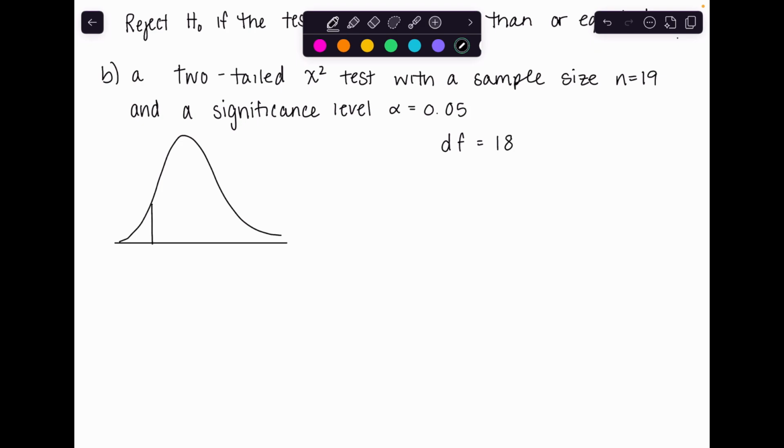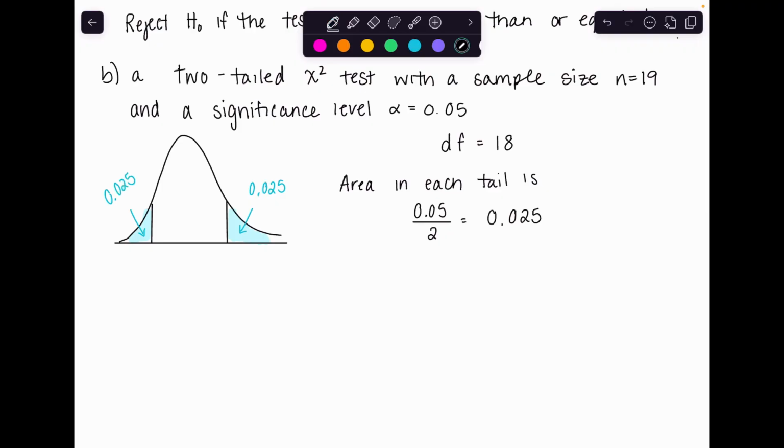And I have two cutoff values for those two tails. The area is still going to be split evenly. So since the total area is 5%, the area in each tail is 5% divided by 2, which gives you 2.5%. So the area here should be 2.5%. The area here should be 2.5%.